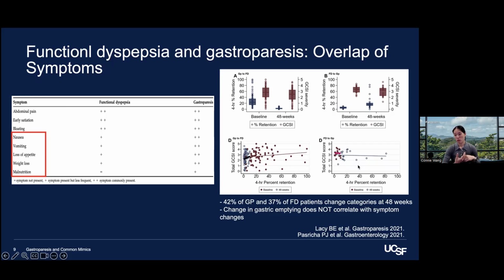So what does this mean? I think this highlights that there's probably a lot of overlap between functional dyspepsia and probably more likely mild cases of gastroparesis. Because of this, I oftentimes think of treating these patients very similarly. And also keeping in mind that patients can fluctuate between a diagnosis of functional dyspepsia and gastroparesis, and again, that they probably exist more on a spectrum.